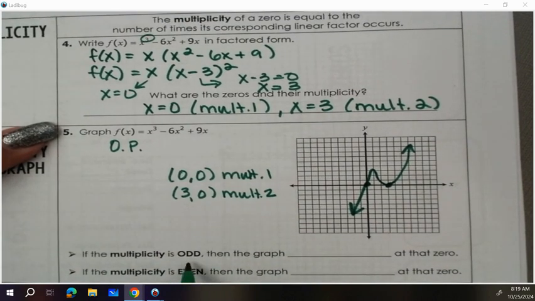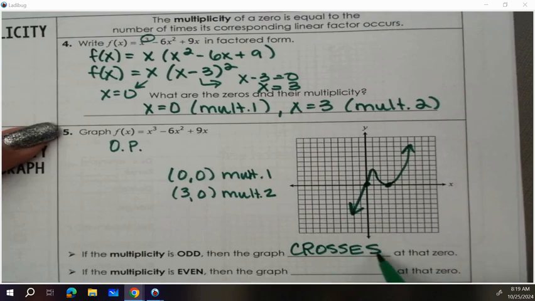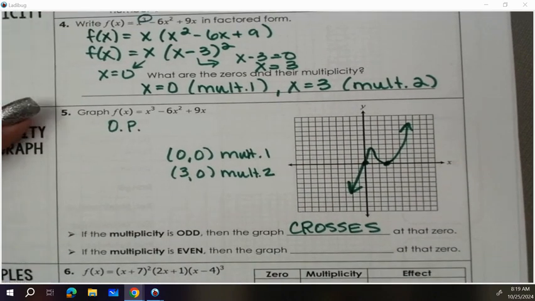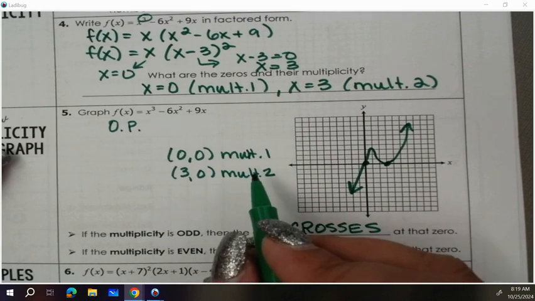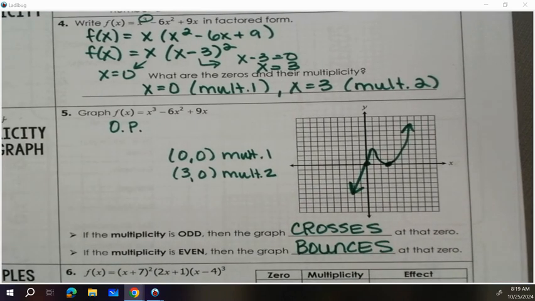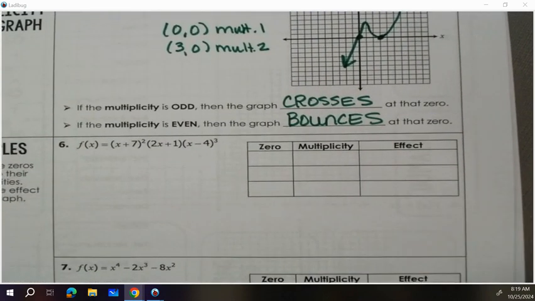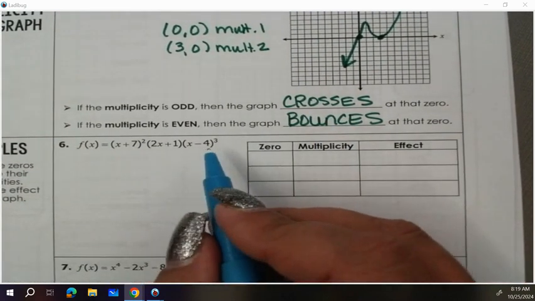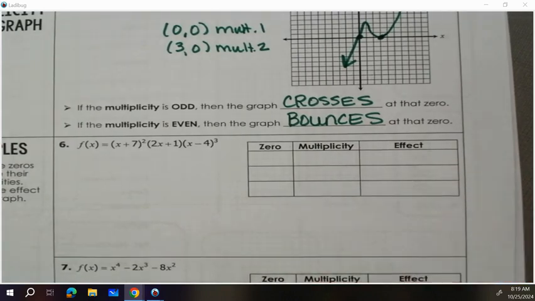If the multiplicity is odd, the graph crosses at that zero. If the multiplicity is even, like 2, or maybe it was a 4 or a 6 or an 8, if it's even, it's going to bounce like a ball at that zero. So looking at this table right here, I'm supposed to figure out my zeros, list their multiplicities, and effect, meaning does it cross or bounce.